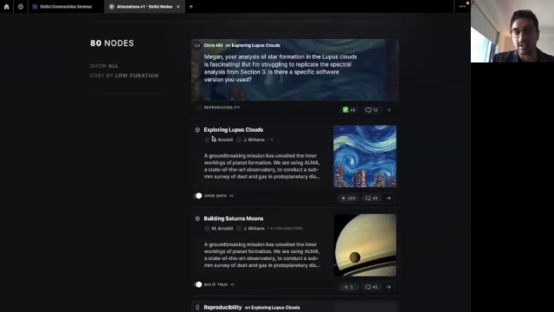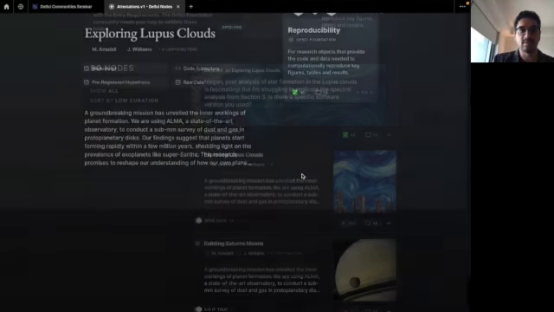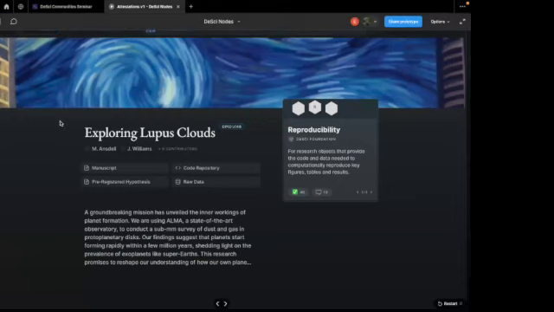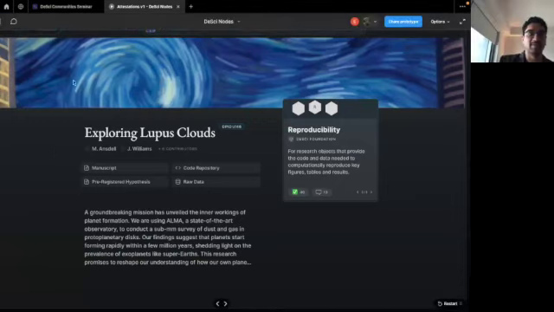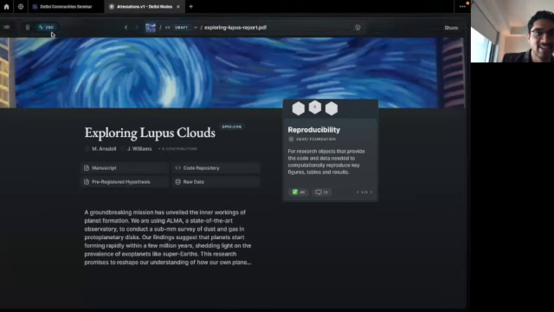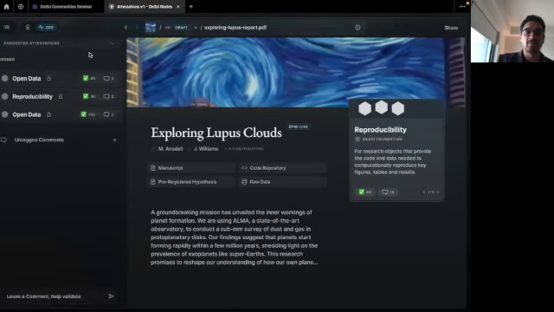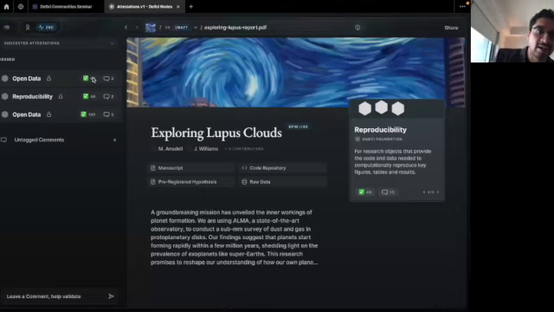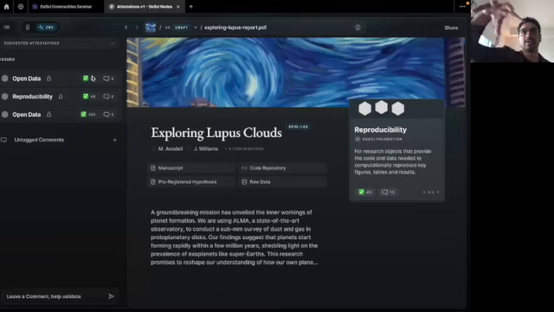So for exploring lupus clouds, maybe it'll be clearer if I just open it. Yeah, go through it. Actually, I should have explained the rest of the feed first, but it's okay. If you remember from the feed, exploring lupus clouds had 200 signal, it had 200 of that little green dot. That's the sum across the attestation votes that it's received. So 100 plus 40 plus 60. So it's a way to signal how much curation activity has happened around that node.